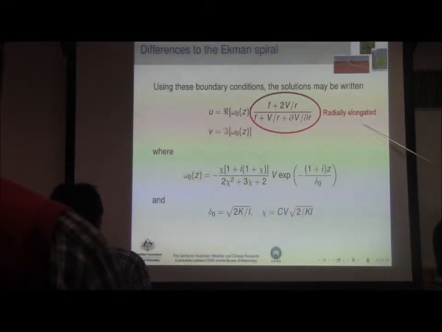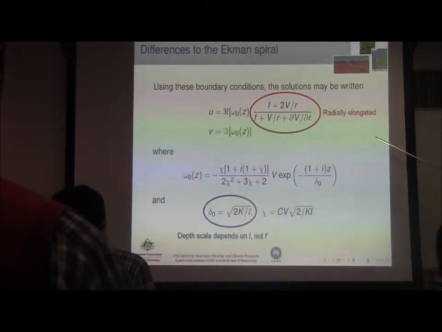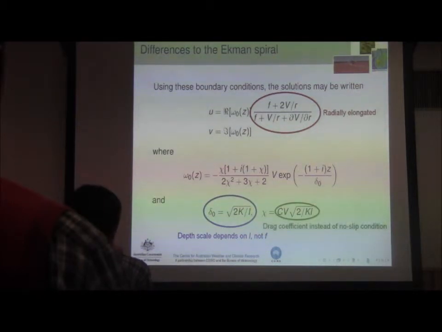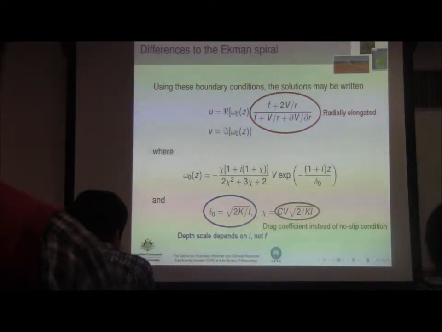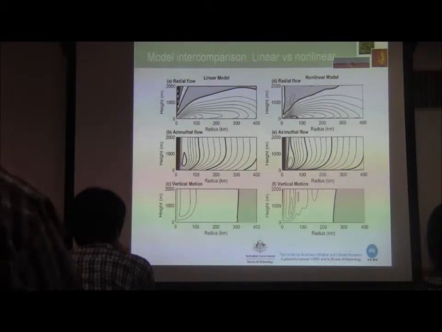So we have the following differences. I think I've said this. We've got the elongation in the radial direction. We've got the depth scale depending on I and not f. And the other difference to the classic one is that I've used a drag coefficient instead of the no-slip condition. You can actually do the classic Ekman boundary layer with the semi-slip condition. It's not very difficult to work out.